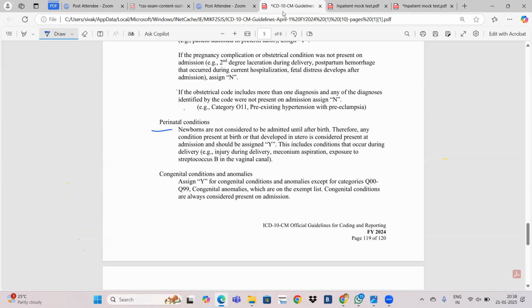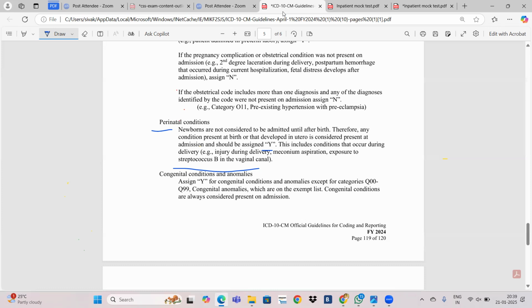After the birth only can you consider them a newborn. Any condition present at birth or that develops in utero, meaning during the delivery, is considered present on admission, Y. If the condition develops during the delivery process, like any injuries, streptococcal B exposure in the vaginal canal, or meconium aspiration, you need to assign Y. Any condition by birth, like a birth defect, you need to assign Y indicator.